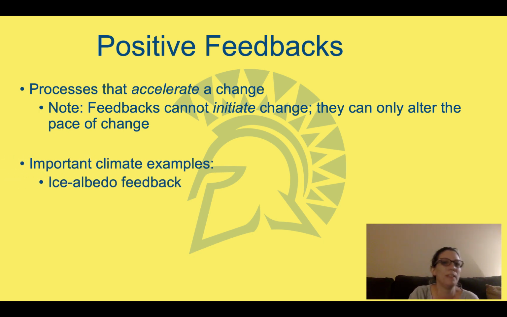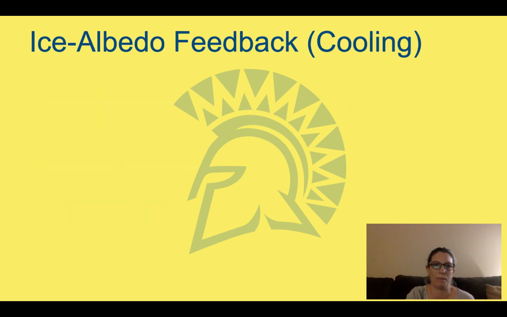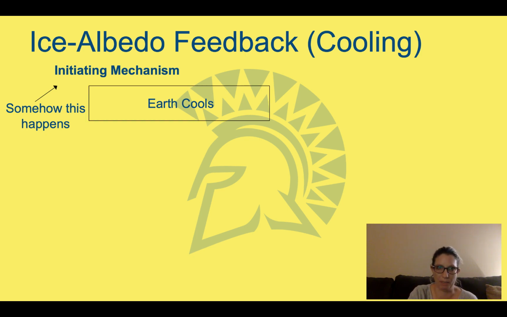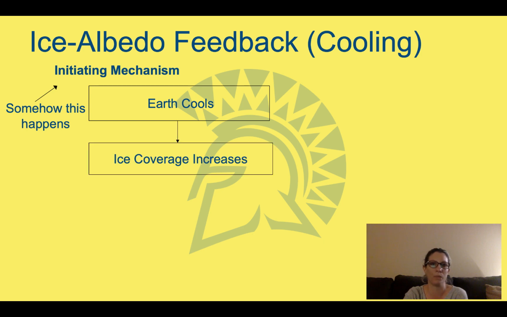So an important climate example, there's actually a few of them. We have ice albedo feedback and water vapor feedback. So what is ice albedo feedback? This is a cooling effect. So basically we're going to have some initiating mechanism, something that's going to cause, maybe a volcano will explode and put a bunch of ash into our atmosphere. It'll block the incoming solar radiation and cause the Earth to cool.